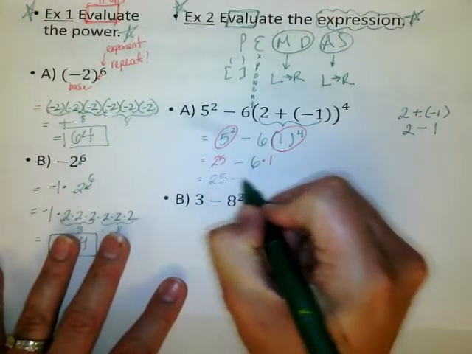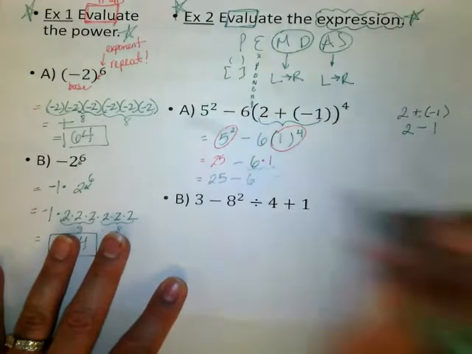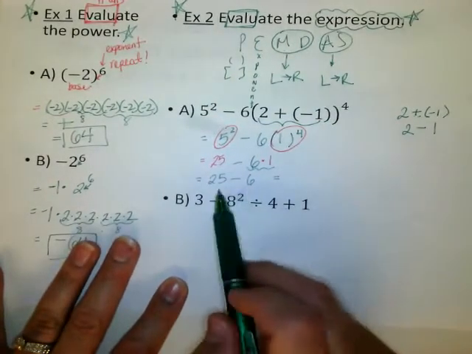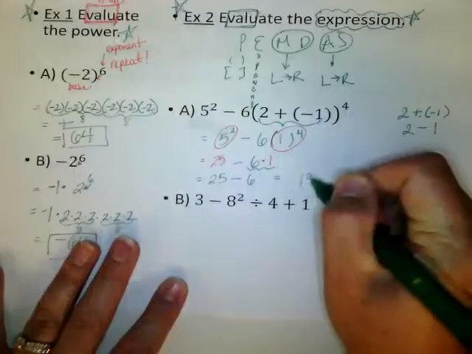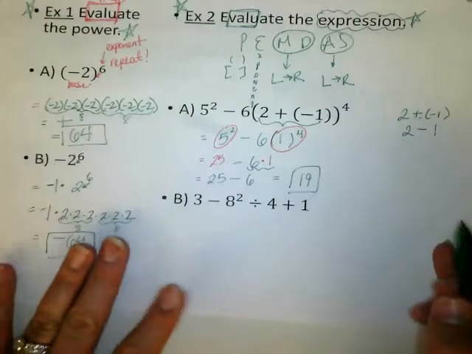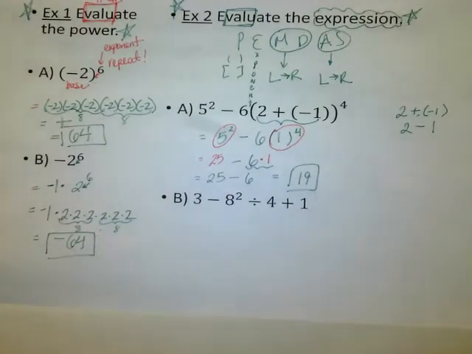So 25 minus 6. So we did that, but, you know, 25 minus 6 is 19. So there we go. What a great answer. Again, you can probably do that more quickly, but definitely show me at least one step in between, okay?